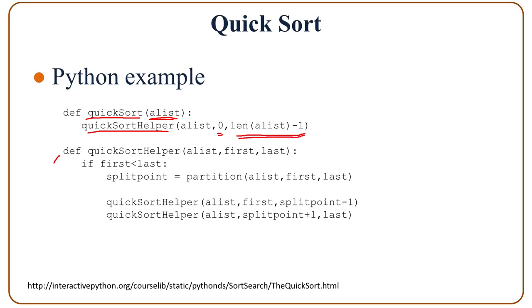So this function is recursively called quicksort helper. Take the list, first and last. First the first element and last the last element. If first is less than last, we call a function namely partition. This function was illustrated in the previous slide to find out the split point.